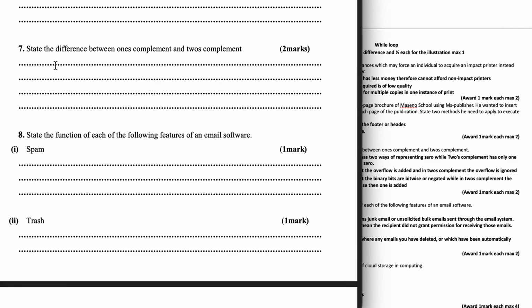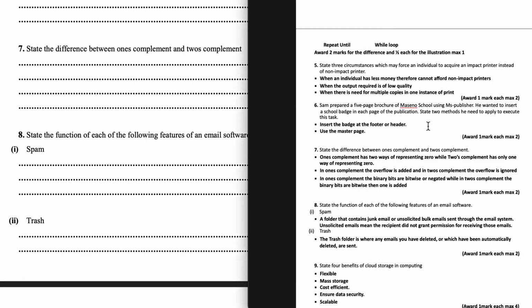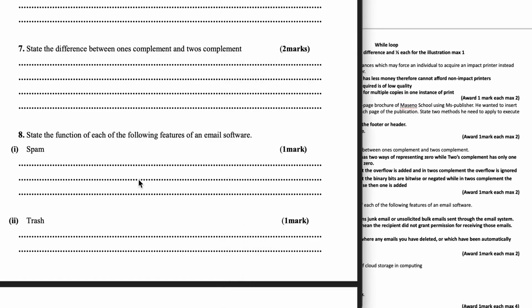Question 7. State the difference between 1's complement and 2's complement. 1's complement has 2 ways of representing 0, while 2's complement has only one way of representing 0. In 1's complement, the overflow is added, and in 2's complement, the overflow is ignored. In 1's complement, the binary bits are bitwise negated, while in 2's complement, the binary bits are bitwise negated, then 1 is added.